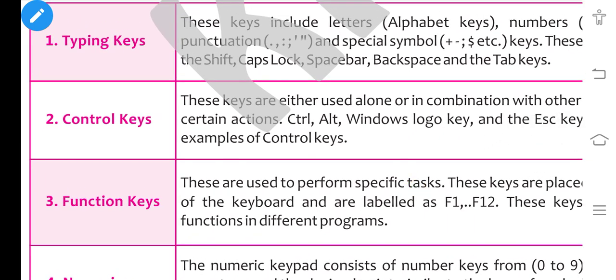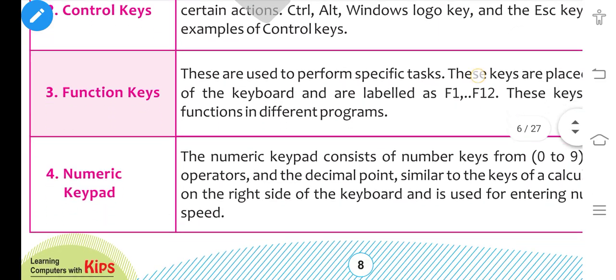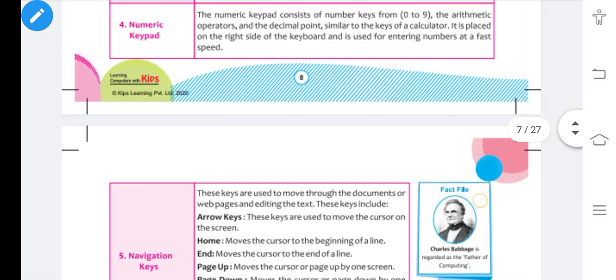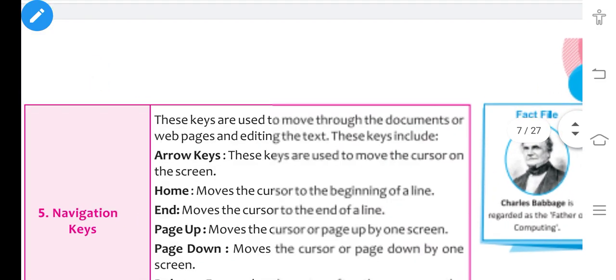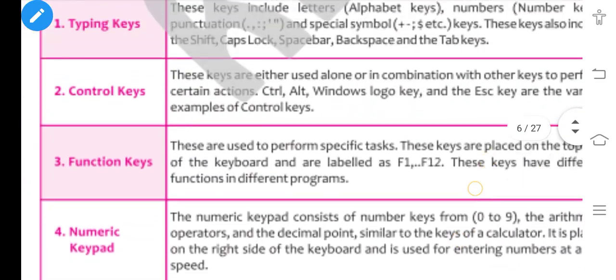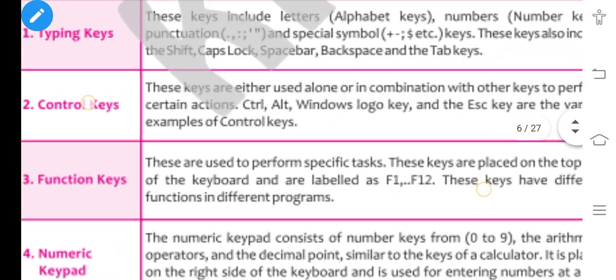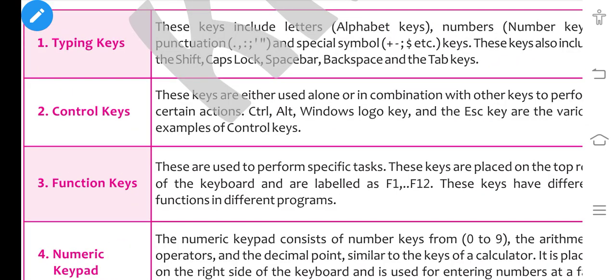The first one is typing keys, second is control keys, third is function keys, fourth is numeric keypad, and fifth is navigation keys. So let's see one by one. First is typing keys. Typing keys are also called alphanumeric keys. Alpha means alphabets, numeric means numbers. So it includes alphabet keys, number keys, punctuation and symbols also.